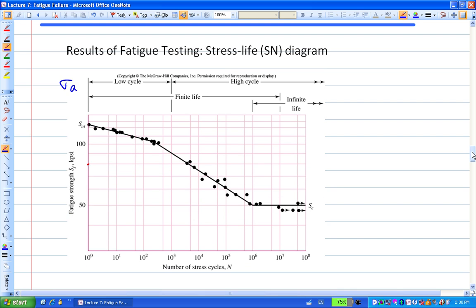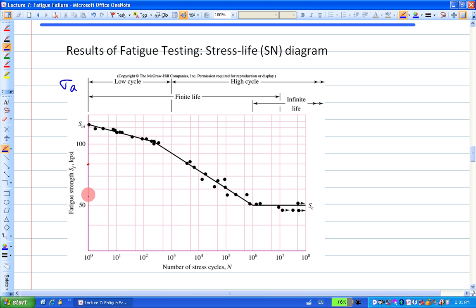So this is the diagram that I was just showing here. This is more from practical data, from a textbook. All the dots refer to failure points. If you look at the first dot, it's quite easy to understand. The first dot failed at 10 to the power of 0, basically in one cycle. And it failed at what value? At Sut, right? Does that make sense?